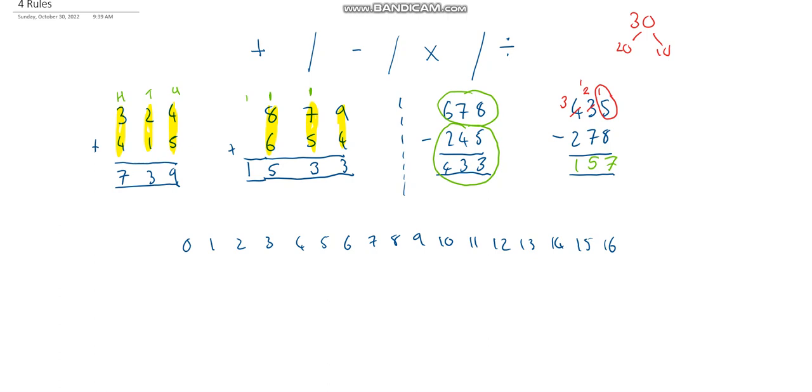Hey, so this will be the second video on the four rules. This has done adding and subtracting. So let's now try some multiplying and dividing. I'll just scroll down a little bit. So when we multiply, let's have a look. Let's do a nice easy one.